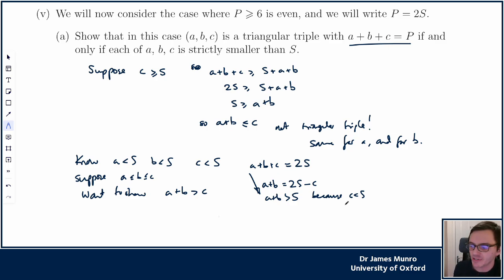But now we've got A plus B is bigger than S, and we still know that C is smaller than S. So C is smaller than A plus B because they're separated by S. Brilliant, so we've shown that A plus B is bigger than C. Same thing for other combinations of letters: rotate the letters around, or just relax the assumption that A is less than or equal to B is less than or equal to C by permuting them, and that shows that it is a triangular triple.